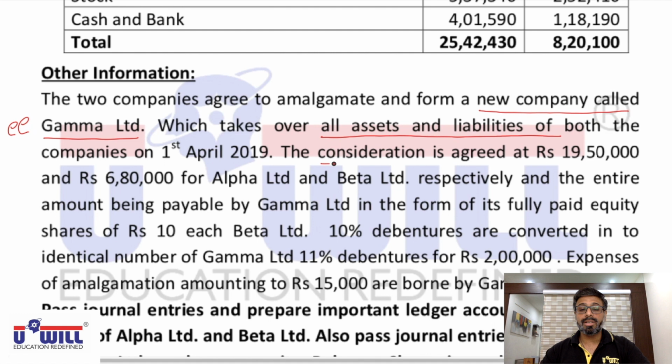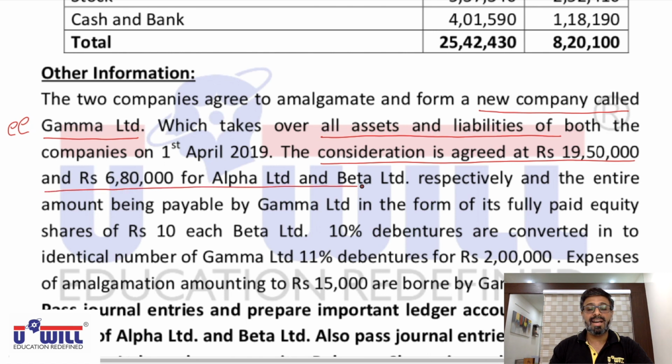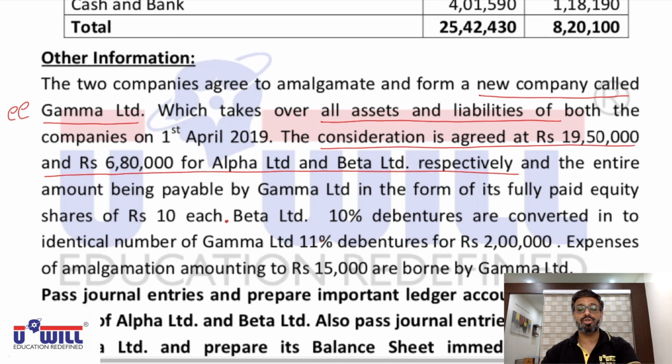The consideration is agreed at rupees 19,50,000 and rupees 6,80,000 for Alpha Limited and Beta Limited respectively. So all of you underline this also. What is the relevance? I'll explain later on. And the entire amount being payable by Gamma Limited in the form of its fully paid equity shares of rupees 10 each. After 10 each, there should be a full stop.